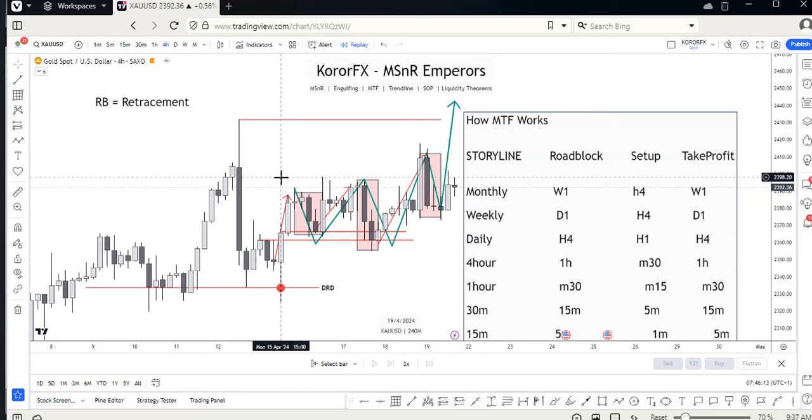Yeah, that makes sense. Okay. All right. So now you know what the roadblocking is.